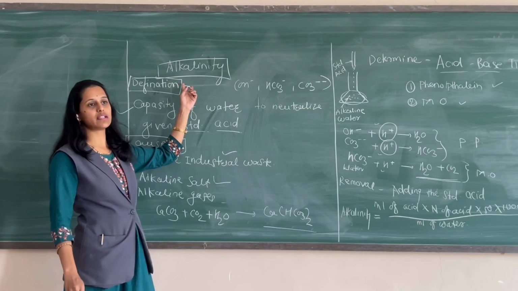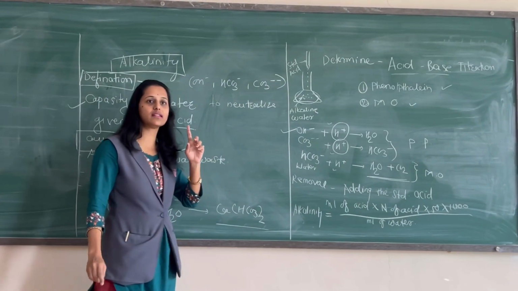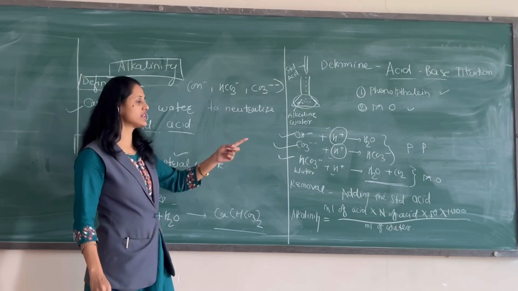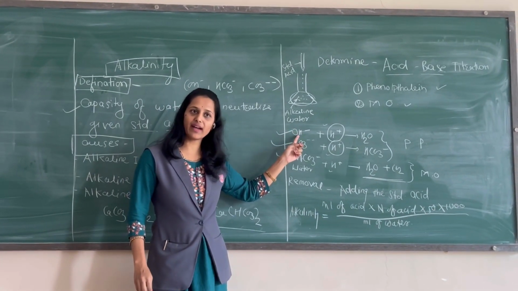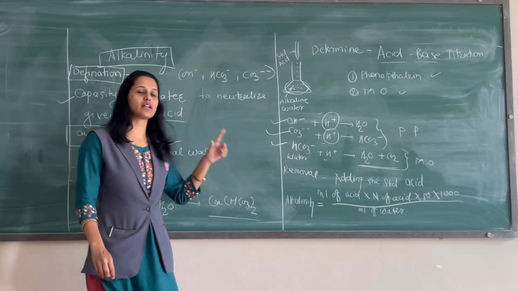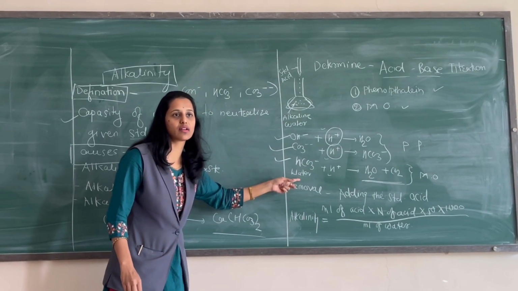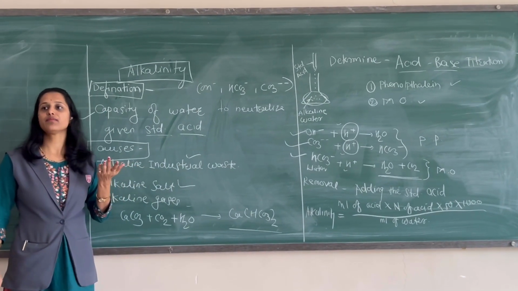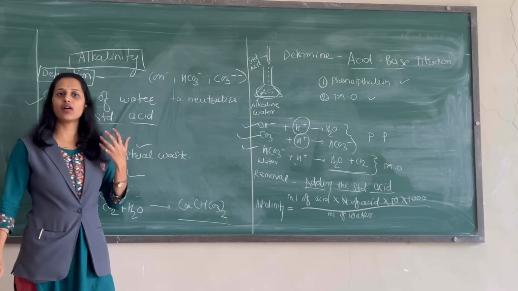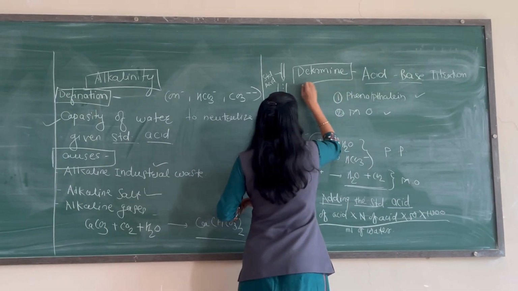So the alkalinity of a water sample is not only because of OH minus; it can be because of bicarbonate and carbonate. That means alkalinity can be caused by OH minus, CO3 2 minus and HCO3 minus ions. If a water sample is alkaline due to these ions, we can remove that alkalinity by adding standard acid. But how much acid do we have to add? For that we have to determine the alkalinity of water.